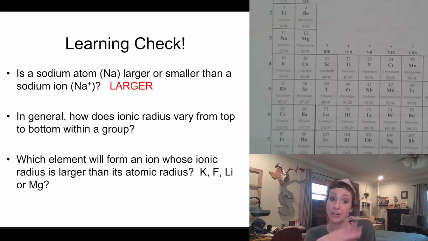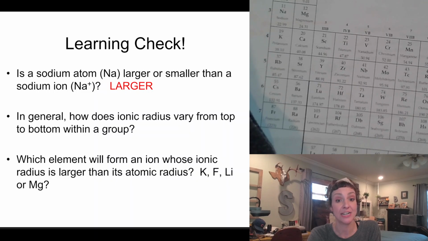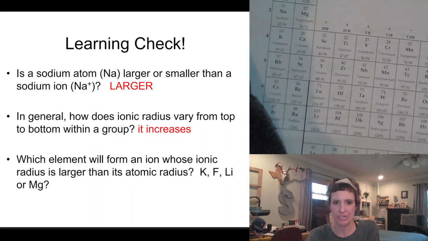The next question says, in general, how does ionic radius vary from top to bottom within a group? So what happens as I go from top to bottom within a group? Does it increase or decrease, you guys? It increases, exactly like atomic radius does.